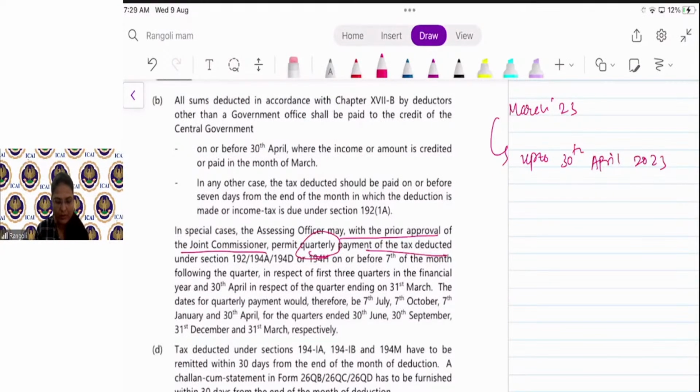7th day of the following month, na? Shudhanshu, in my case, TDS is deducted in the month of August. That's why the due date is 7th September. If TDS is deducted in the month of July, then the due date is 7th of August. If TDS is deducted in the month of April, then the due date is 7th of May. Clear? So you can make payment quarterly with the permission of the assessing officer. Clear? Yes or no?